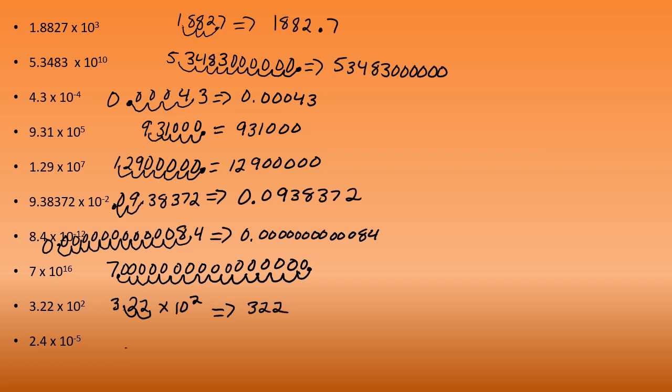And for the final example, we have 2.4 times 10 to the negative 5. We have to give ourselves some space. So if we take that decimal and move it in the negative direction to the left, 1, 2, 3, 4, 5 spaces. Fill in the empty spaces with zeros. That answer becomes 0.000024.